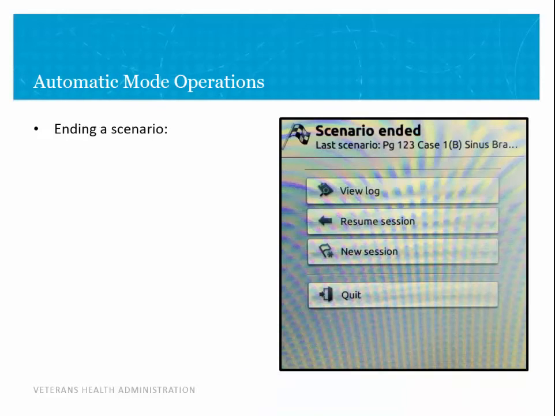In ending the scenario, you have a couple options. You can view the log, which allows you to use the timeline for debrief of the student performance. You can resume the session if you inadvertently hit the button. You can start a new session. The new session button will return you to the general scenario screen, and then the quit button will return you to the 5-icon home screen.